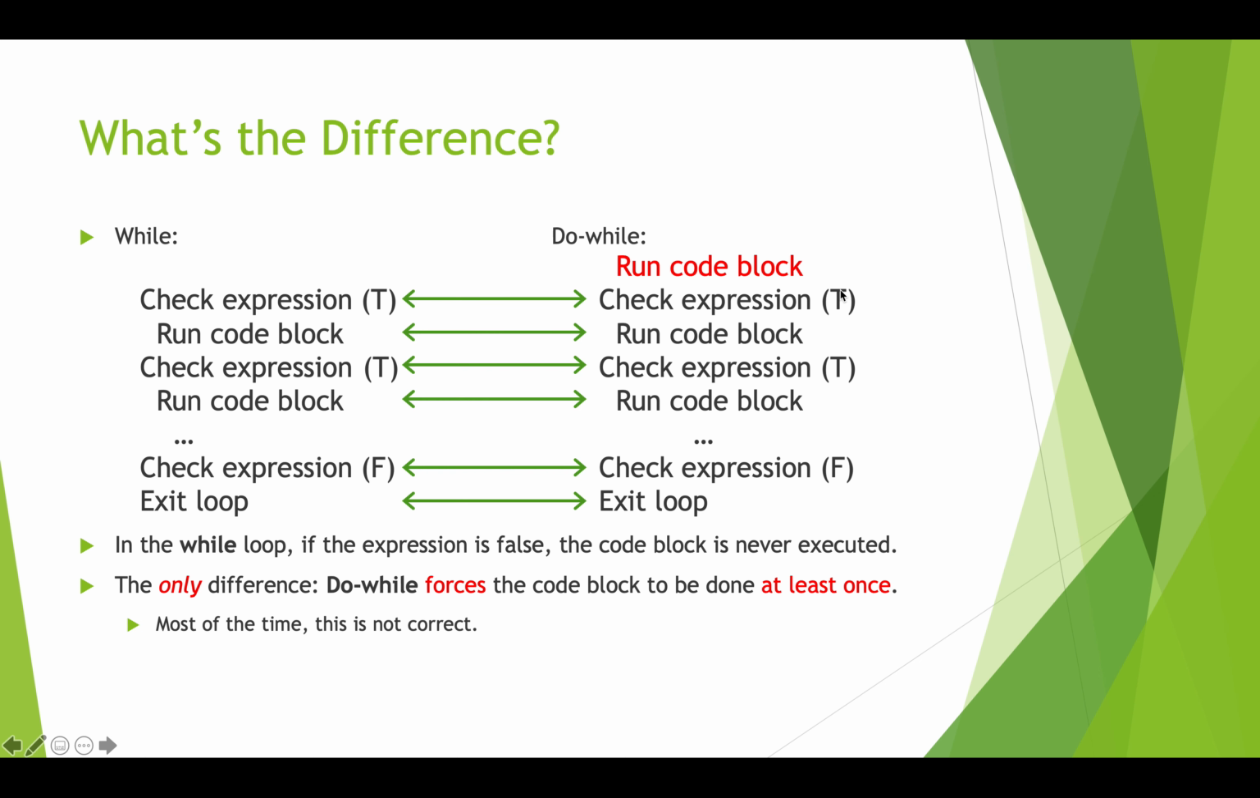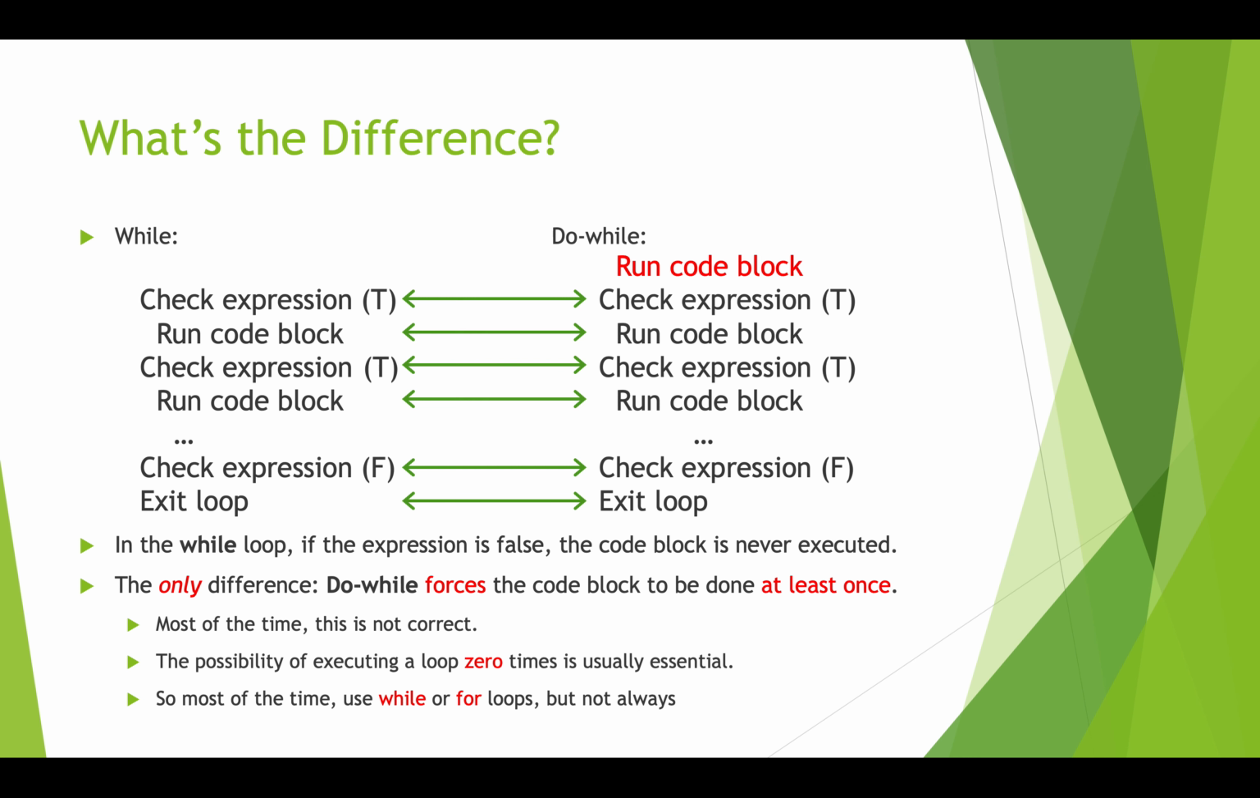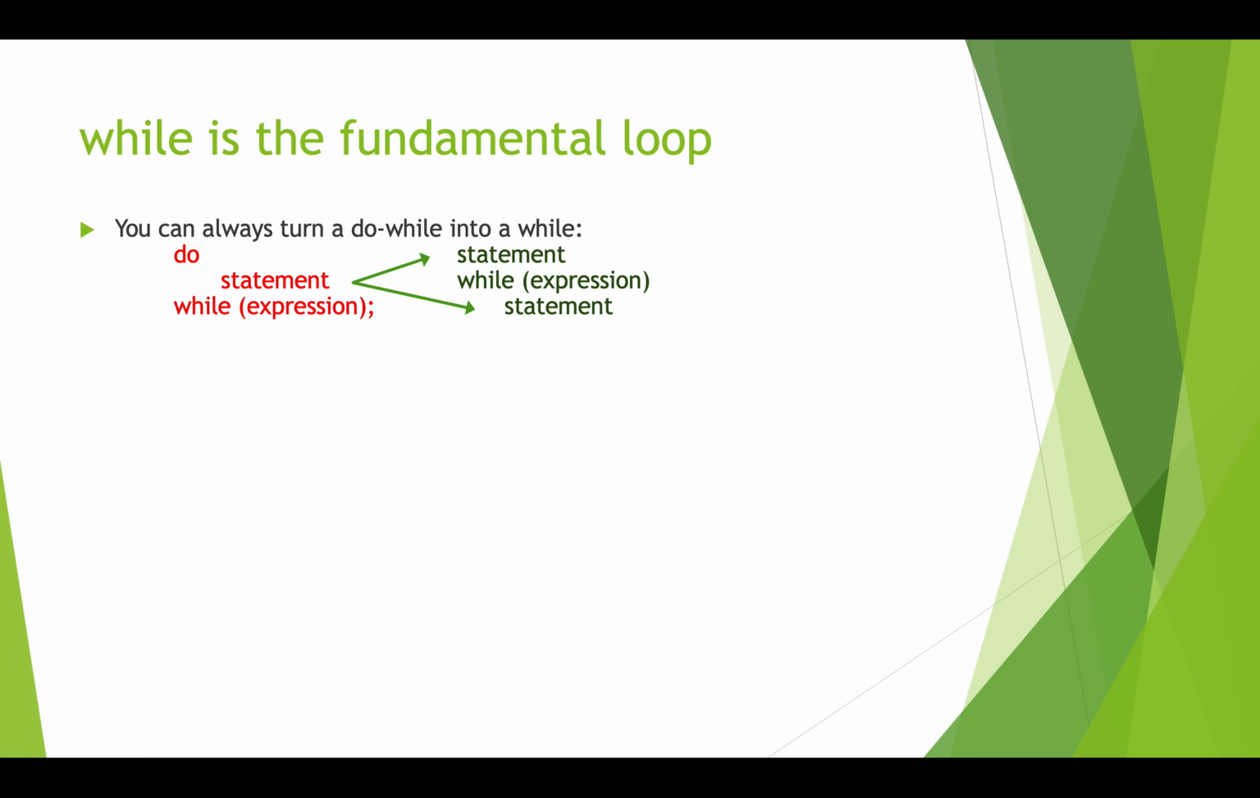So most of the time, we don't actually want this to happen. Most of the time, we want to be able to do a while loop and have the possibility that the code block inside it will never be executed. So the possibility of executing a loop 0 times is usually pretty essential. So most of the time we're going to use while or for loops, but every once in a while we want a DoWhile.